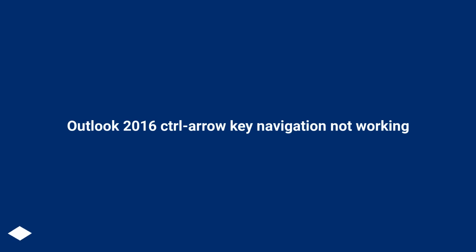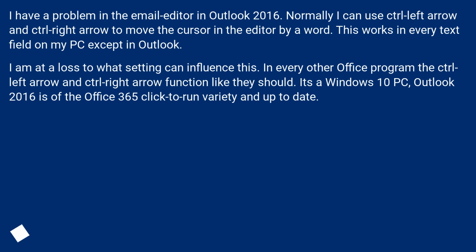Outlook 2016 Control arrow key navigation not working. I have a problem in the email editor in Outlook 2016. Normally, I can use Control left arrow and Control right arrow to move the cursor in the editor by a word. This works in every text field on my PC except in Outlook. I am at a loss as to what setting can influence this.